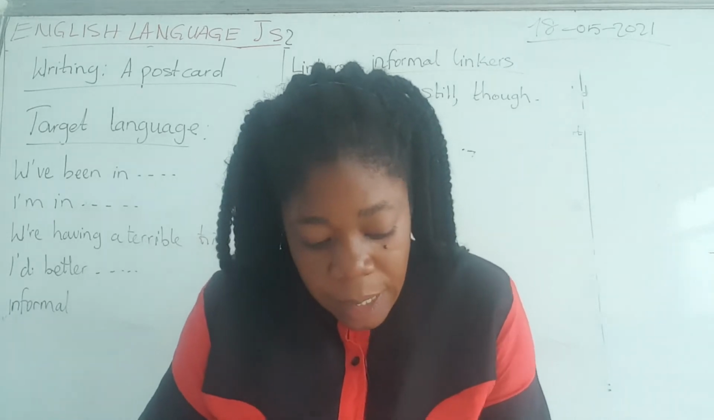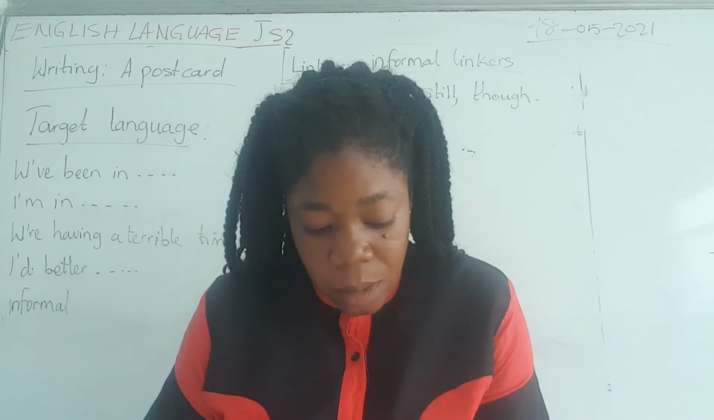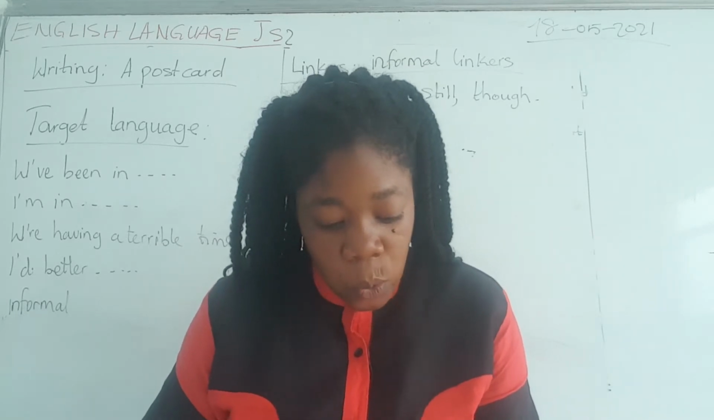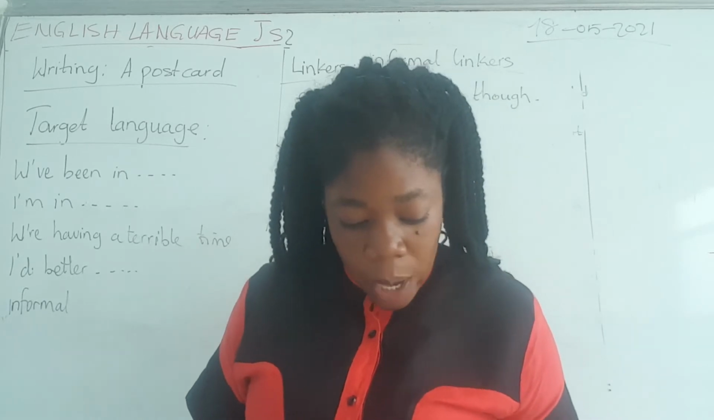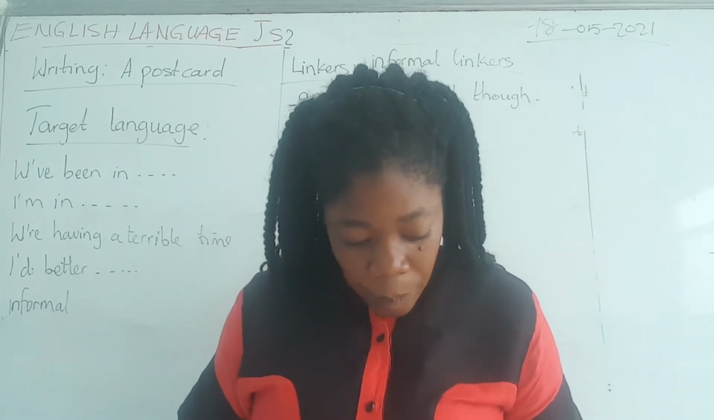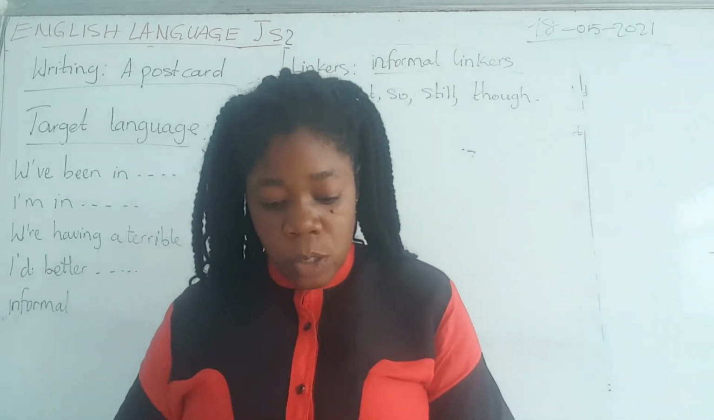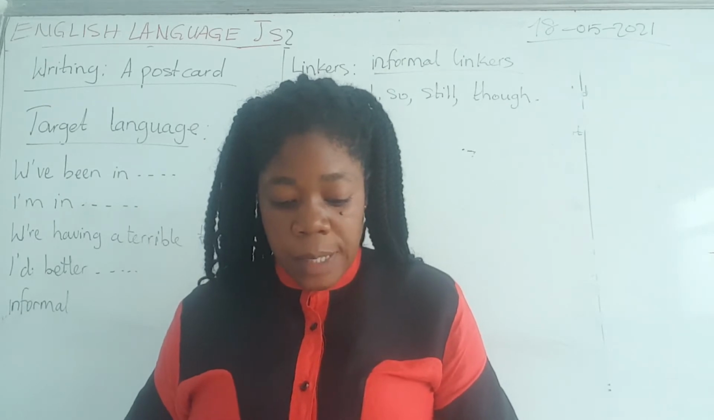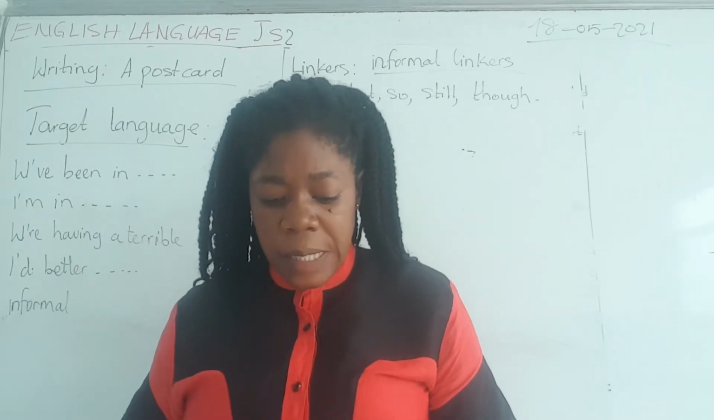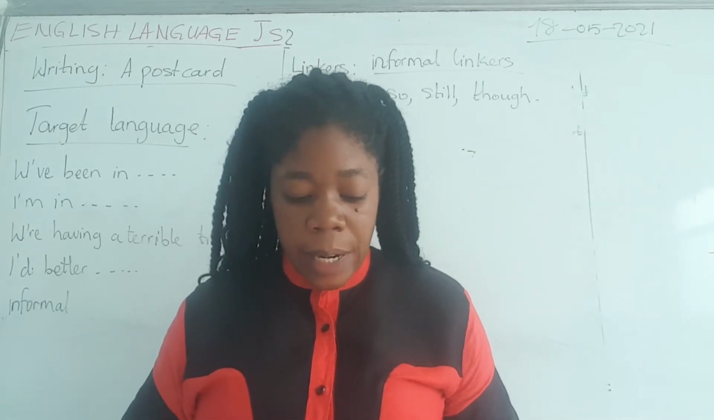We should answer the question, which postcard does the photo go with? I think it is the first postcard. Postcard number 1. The first postcard. Now let's go to question 2. Answer the questions. What was the first thing that went wrong for Hilary and Daniel?